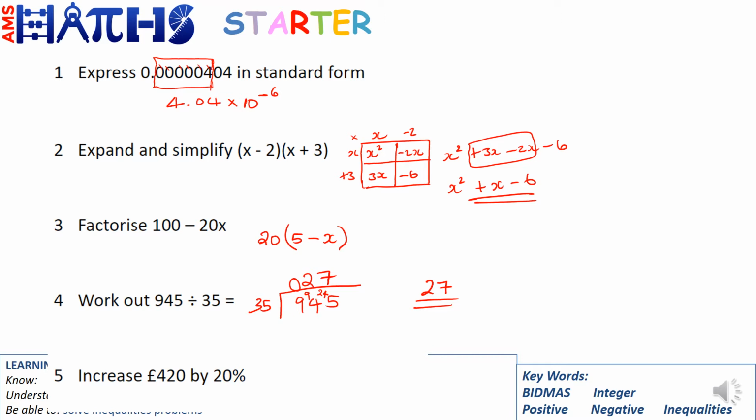Then we need to increase 420 by 20%. So 10%, we know we divide 420 by 10, which is 42. We need 20%, so we need another 10%, which is another 42. So our 20% is going to be 84. Our answer is 84 for the percentage. We need to add that on to 420. All right, so 84 plus 420 is going to give us 504 pounds.